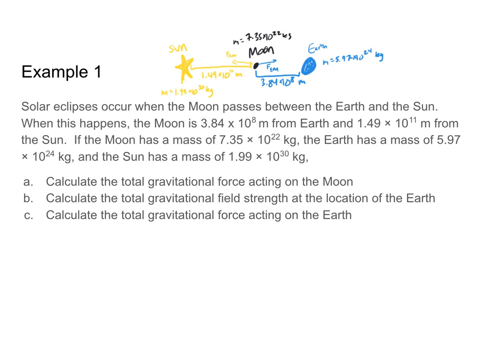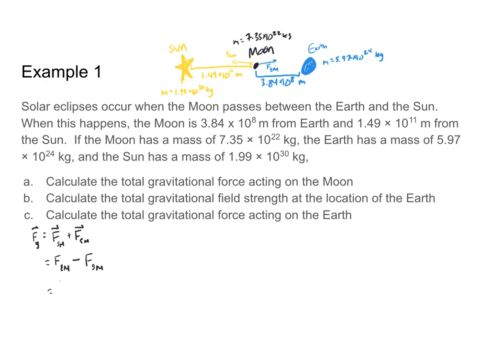So what we're going to do is calculate the total force acting on the moon. I know that the force on the moon is going to equal the force of the sun on the moon plus the force of the Earth on the moon. And these are both vectors. Looking at my picture, the force of the sun on the moon is to the left, so I'm going to make that negative. So the total force on the moon is equal to the force of the Earth on the moon minus the magnitude of the force of the sun on the moon, since they're in opposite directions.